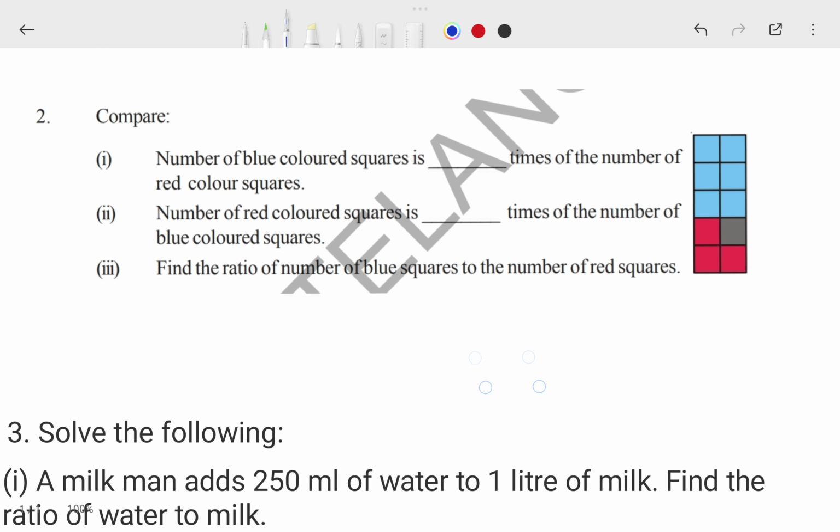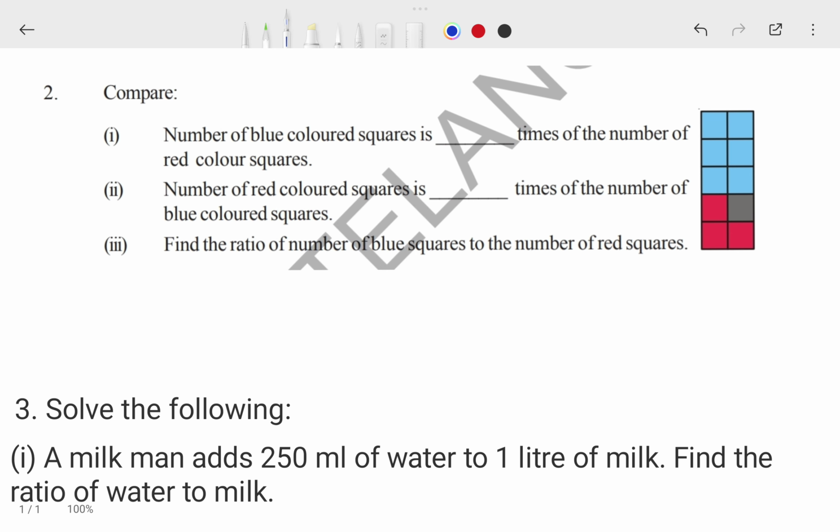In this question, it is telling us the number of blue colored squares is some times the number of red colored squares. So how many times blue colors are here, and how many times red colors are here? We have to find the ratio: how many times the blue color is there, how many times the red color is there.